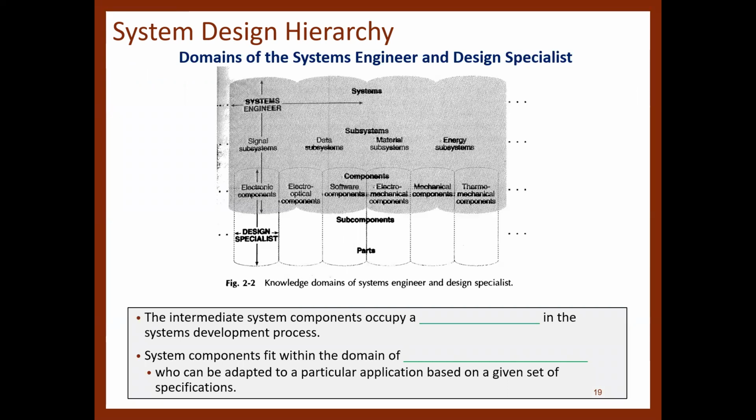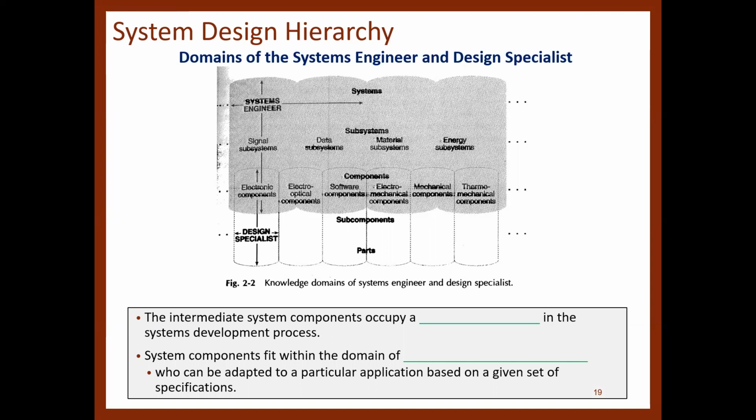So finally, we get to answer our questions. What are the domains of the systems engineer and the design specialist? If you look at this figure, there's a shaded area. That shaded area is the systems engineer's domain. So we have to have at least a deep knowledge up to the component levels. Everything below that, some components and parts, is the design specialist field, or the design specialist knowledge domain.